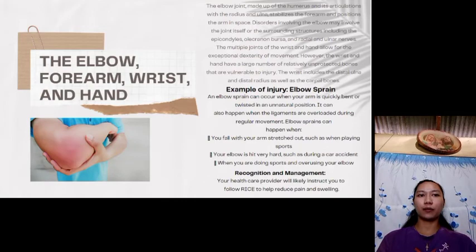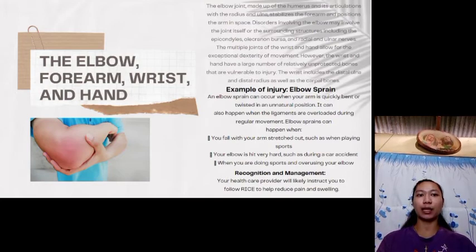The elbow joint, made up of the humerus and its articulations with the radius and ulna, stabilizes the forearm and positions the arm in space. So the elbow moves through a range of motion, providing both forearm flexion and pronation, normal range of movement. Examination clearly includes the joints as the root of the problem, since there's soreness as well as pain in the elbow area. The multiple joints of the wrist and hand allow for exceptional dexterity of movement.